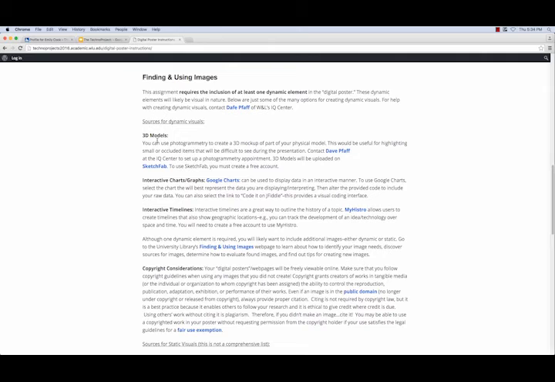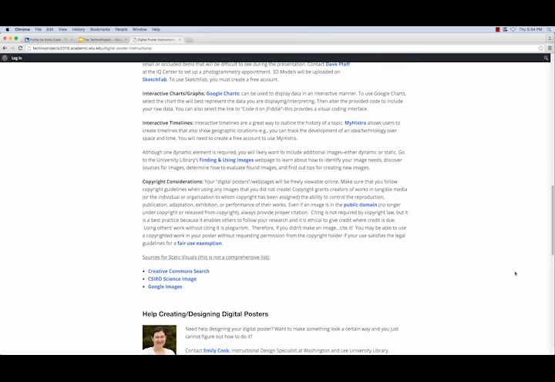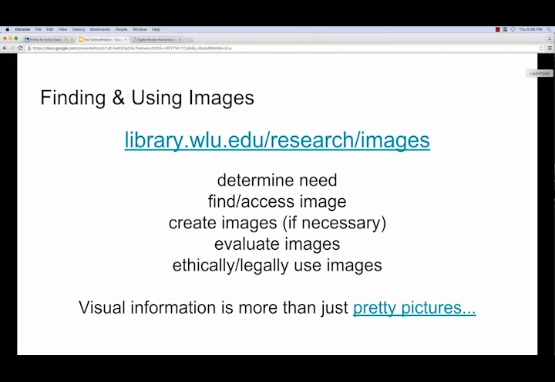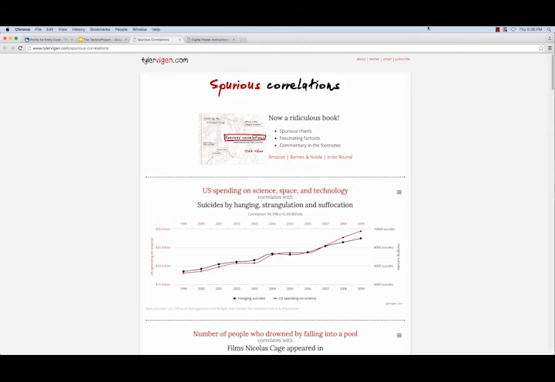As it says on the webpage, your digital posters/web pages will be freely viewable online. Make sure that you follow copyright guidelines when using any images that you did not create. If you have any questions about copyright and how copyright applies to your actual project, contact Digital Scholarship Librarian Alston Coburn. Like I just said, images can be a lot more than pretty pictures. You can also synthesize data visually to communicate your result. But a picture's worth 1,000 words, and you can easily misrepresent information visually.